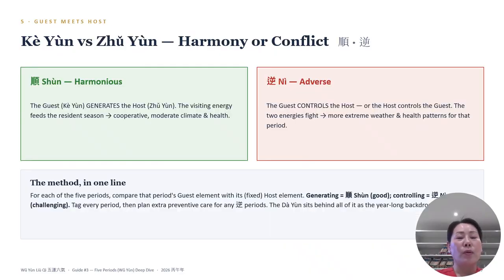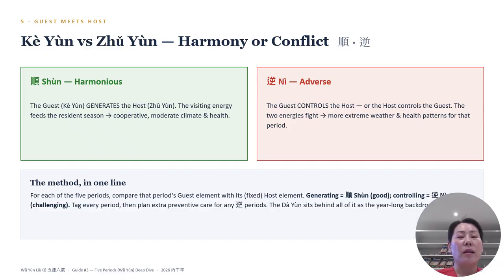Once you have both layers, the fixed host and the year's guest, you compare them each period, and the result is one of 2 things. On the left, Shun, harmonious. This is when the guest generates the host. The visiting energy feeds the resident season. They cooperate, and the climate and health stay moderate.